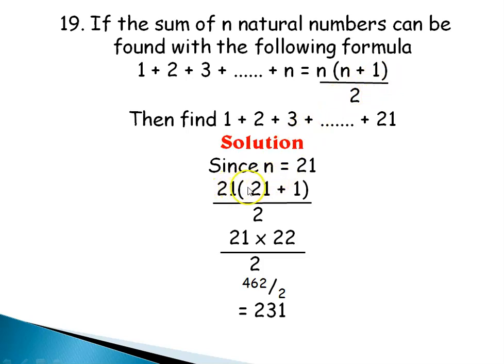21 into bracket 21 plus 1, bracket close, divided by 2. 21 plus 1 is 22. 21 times 22 divided by 2. 21 times 22 is 462. And then I divide this by 2. 2 in 4, 2. 2 in 6, 3. 2 in 2, 1. So my answer is 231. This is the sum of natural numbers. Is that taken? Very good.